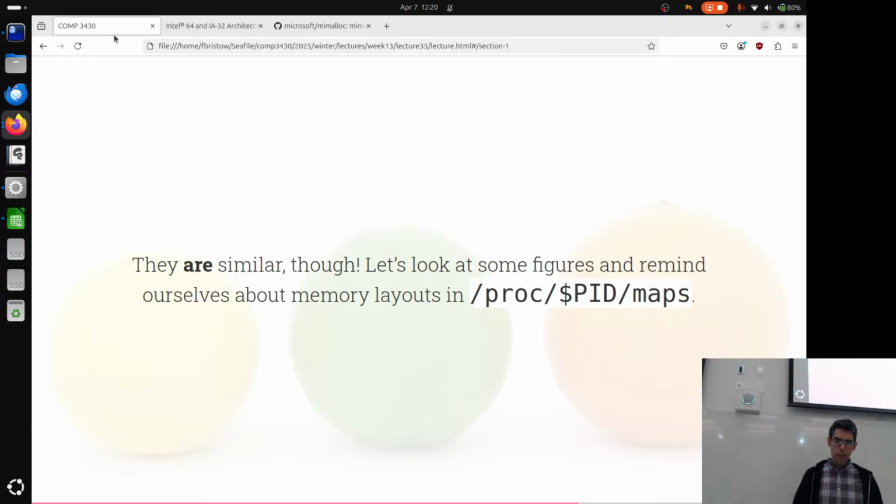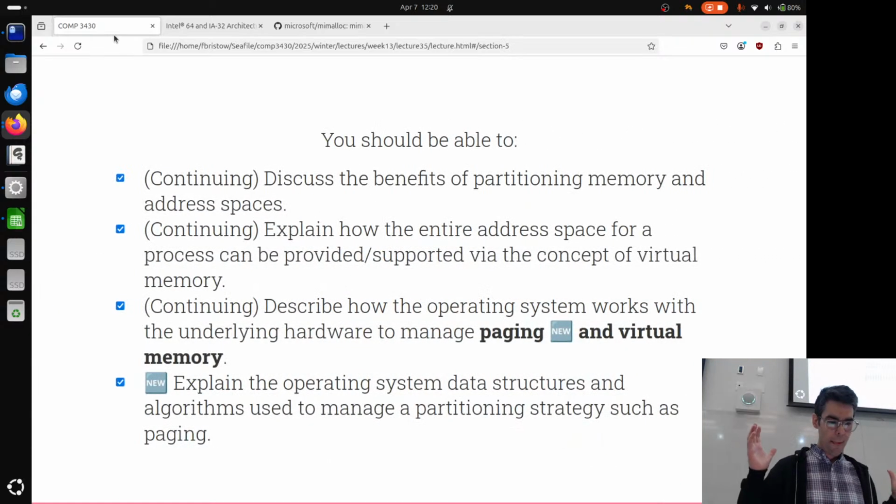But they are similar. I'm not going to do this because we've run out of time, and we'll finish it next class, but they are pretty similar. I want to start by taking a look at this file, maps, which we've spent an enormous amount of time looking at. But now we're going to start to be able to see some connections between file systems and paging.